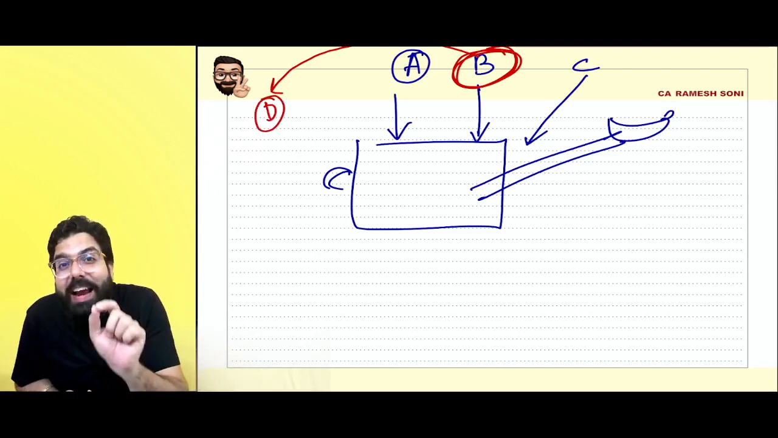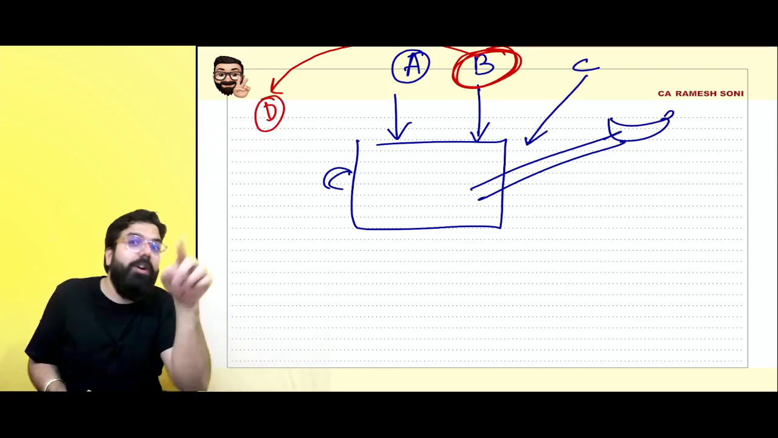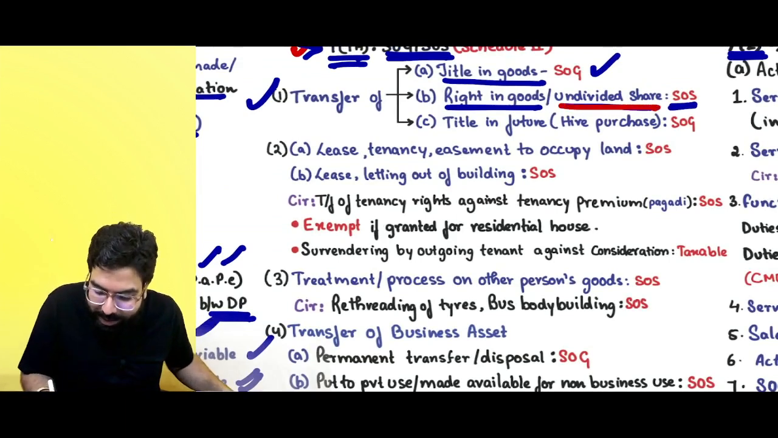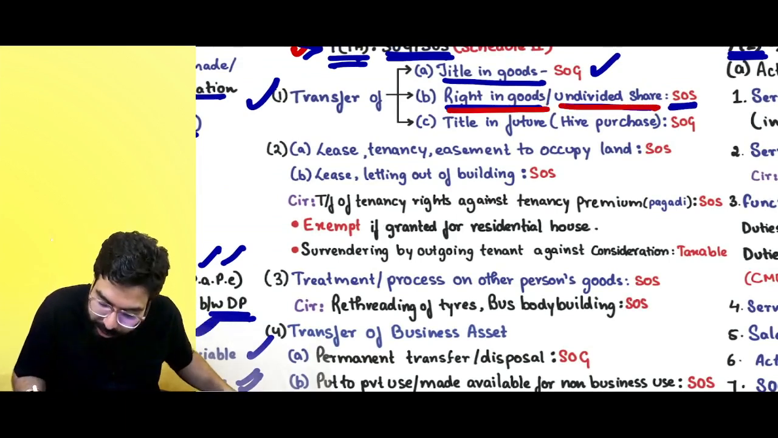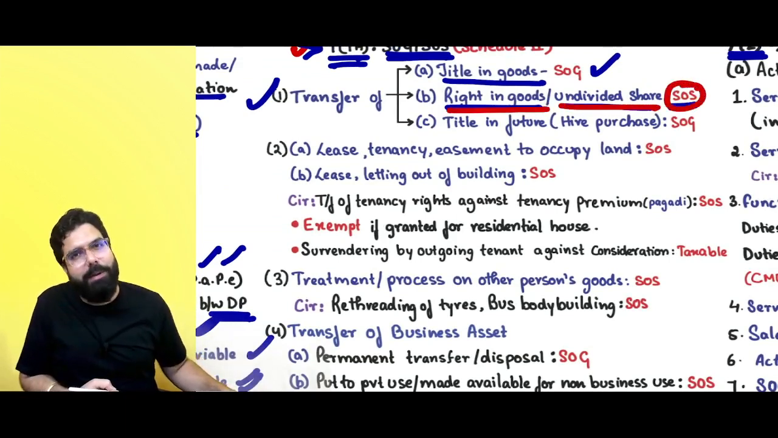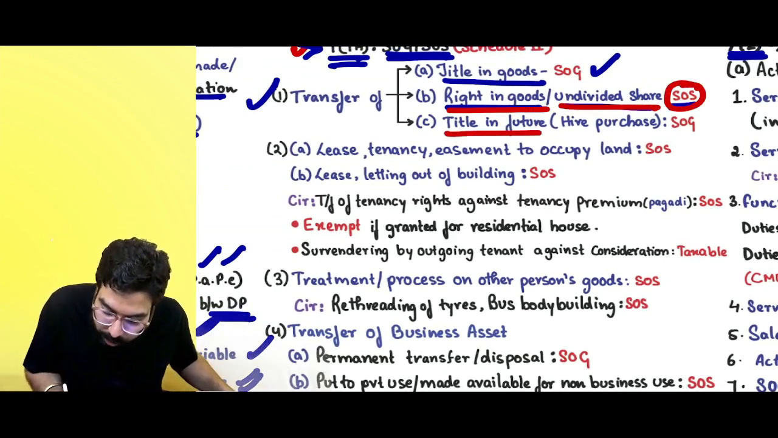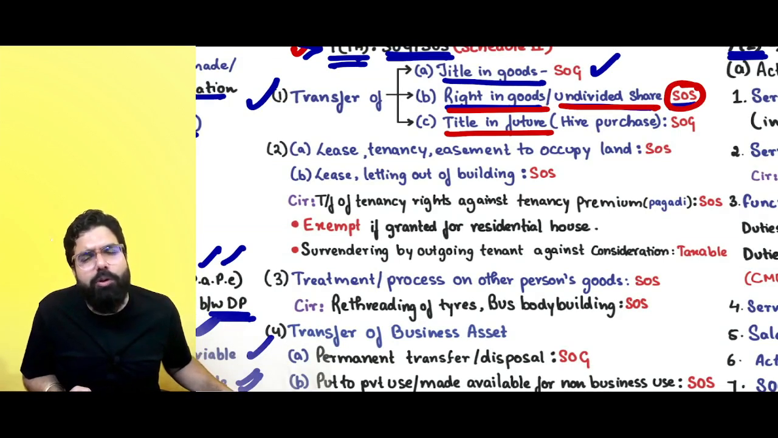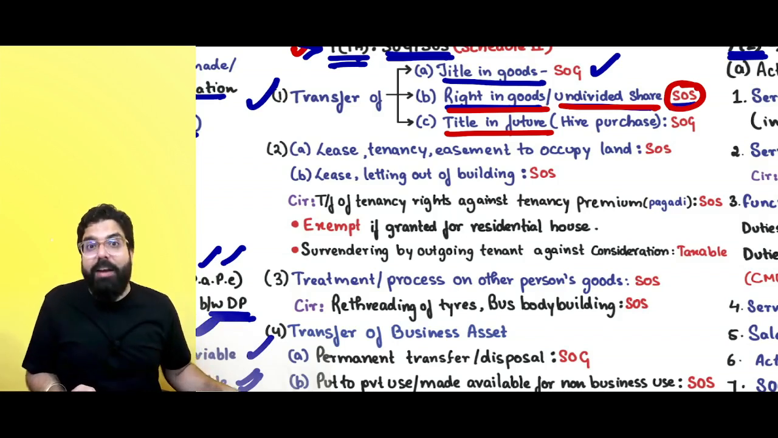He had a right in the goods, and a right in the goods when you are transferring it, it is an undivided share, or it is a right in goods which you are transferring to someone, it is a supply of service. Transfer of title in future: whenever you have bought something on hire purchase, the person who has sold it to you has not given you a service.